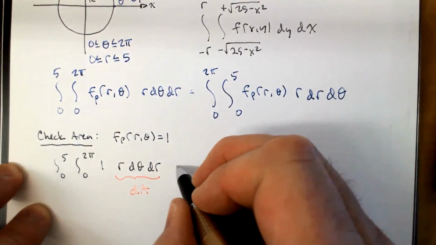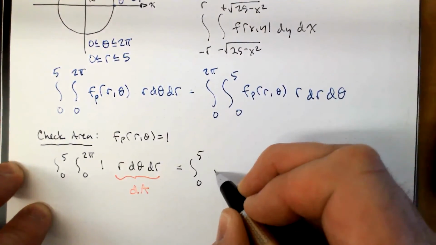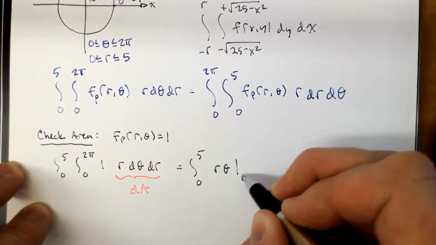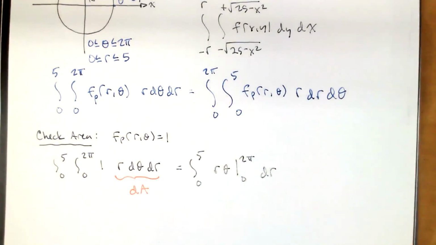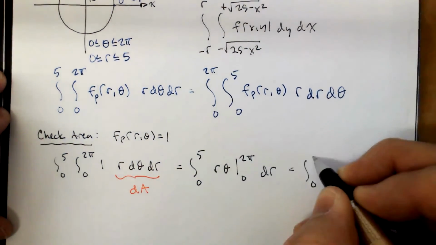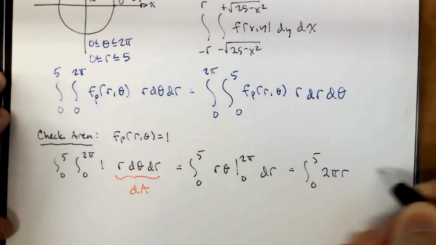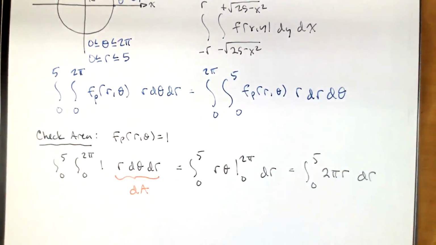So the integral of r with respect to theta is r times theta, evaluated from 0 to 2 pi, dr still. r is constant with respect to theta, so I just integrate d theta and come up with r theta. Now we plug in from 0 to 2 pi on theta. So we want to integrate from 0 to 5, 2 pi r dr. Plug in 2 pi, plug in 0 and subtract, we'll get 2 pi r.